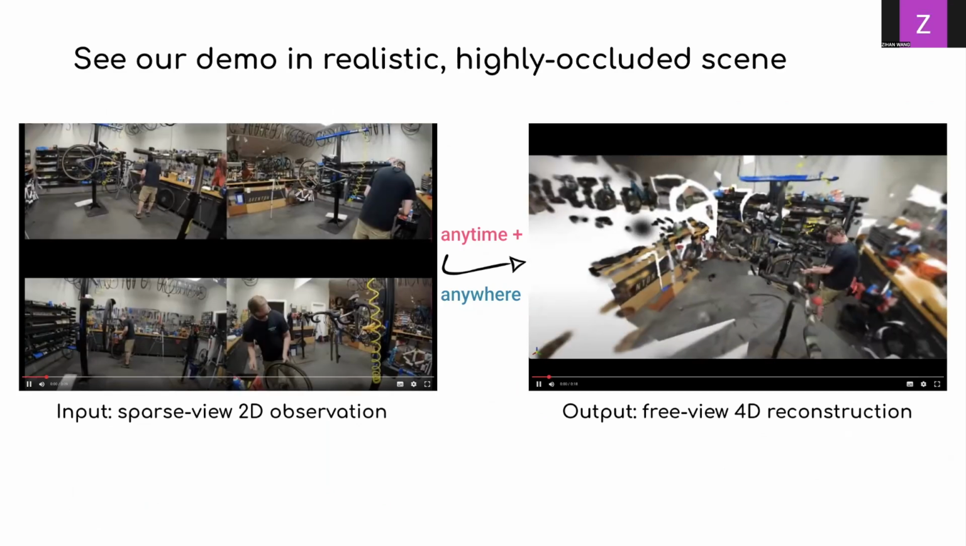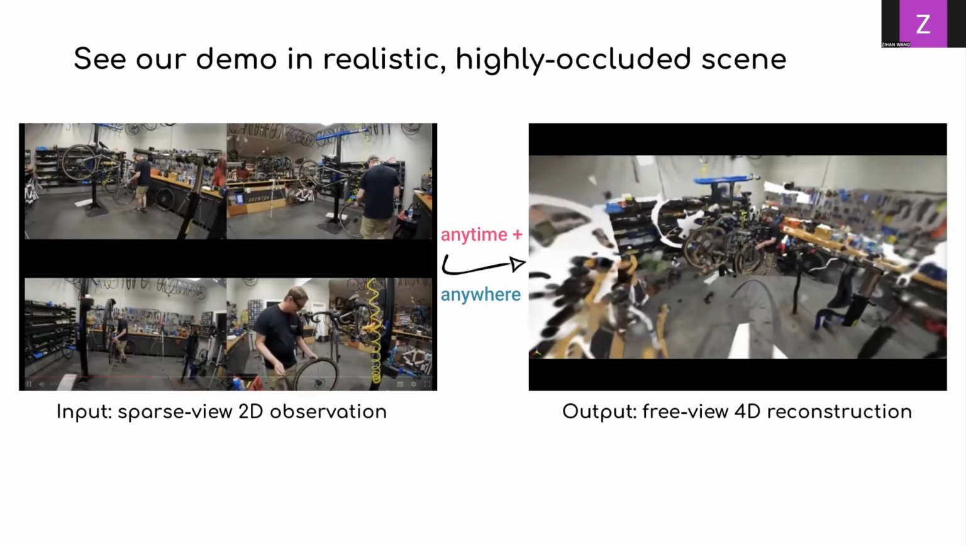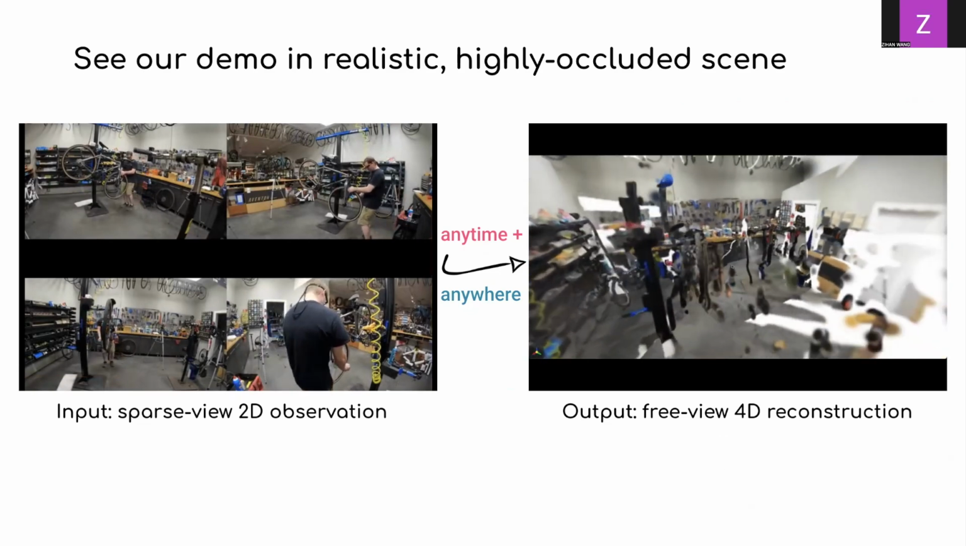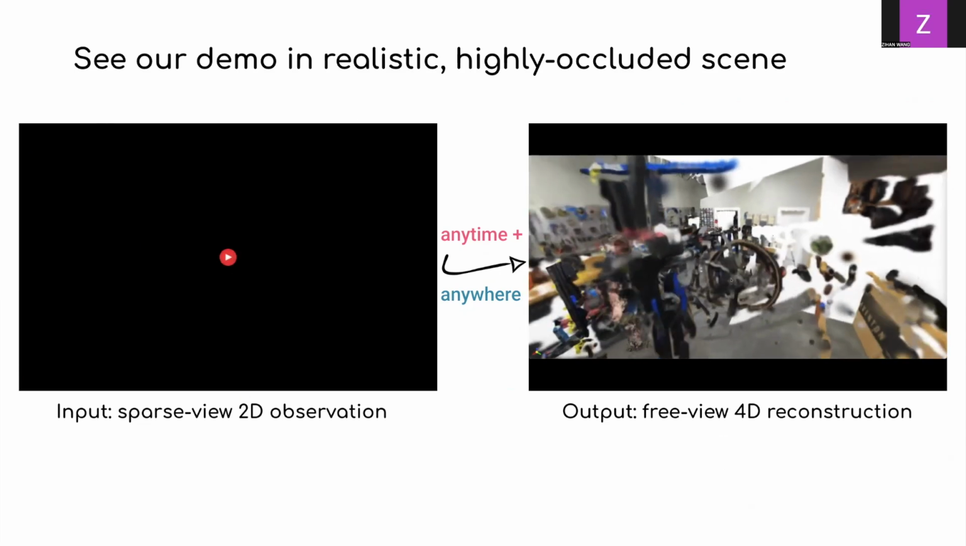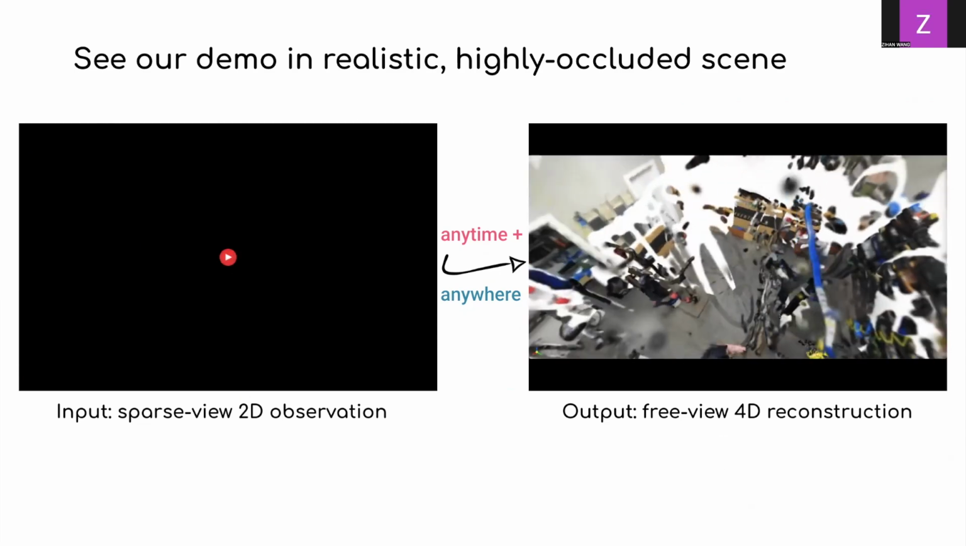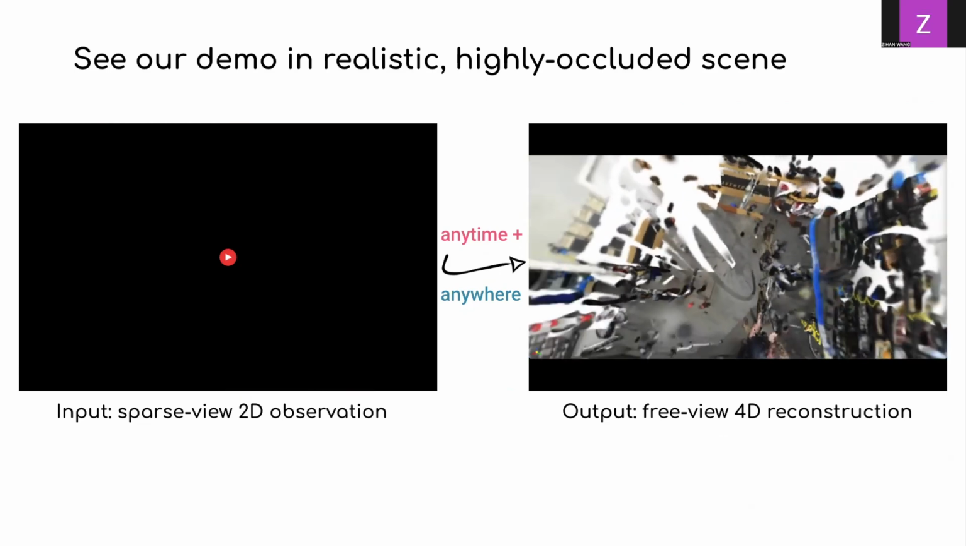Here we present a demo of a very realistic, highly occluded bike repairing scene. We start with those sparse view 2D observations, and we can actually get a 4D scene representation that enables us to do free view synthesis at any time and anywhere.